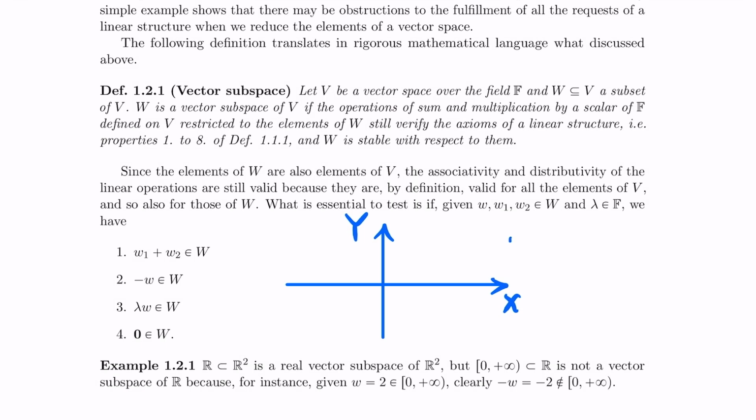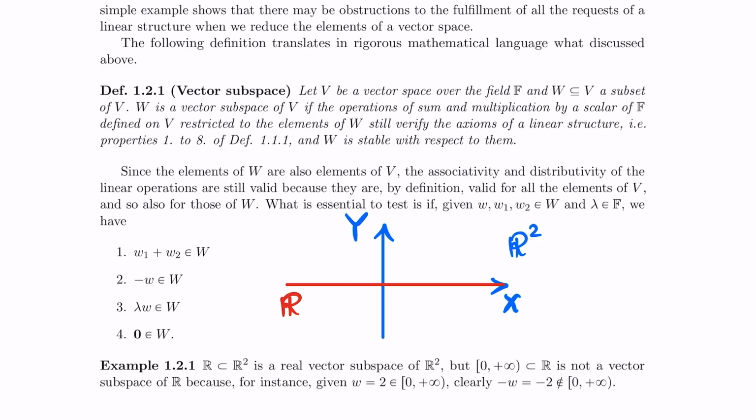Let me immediately give you an example considering the real plane R2. R is a subset of R2, and we can represent it geometrically by considering, for example, the horizontal axis. R is simultaneously a subset of R2 and also a vector space. So it is a vector subspace of R2.